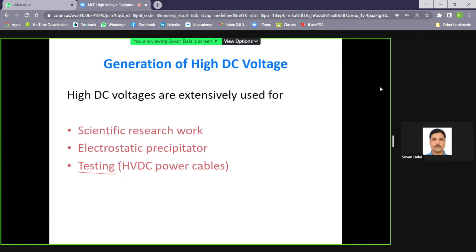Any idea, from common sense, why we use HVDC instead of HVAC for testing the power cable? Power loss will be there, sir. More power loss. More power loss, okay. But this is partially correct.